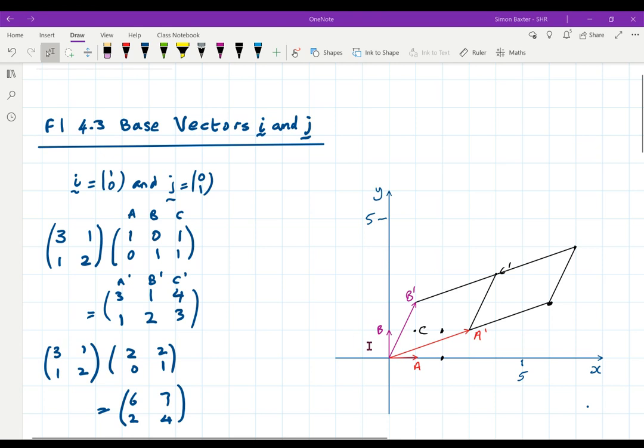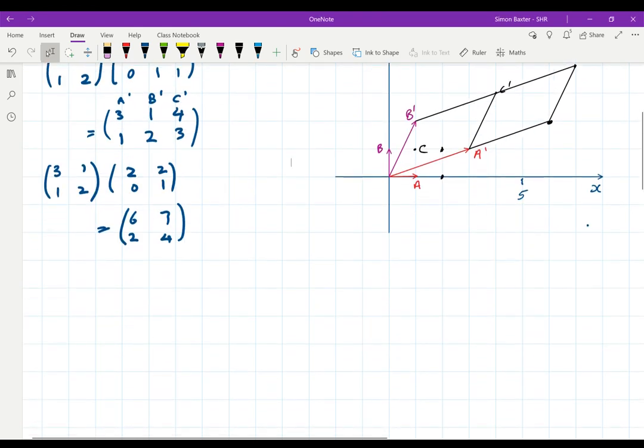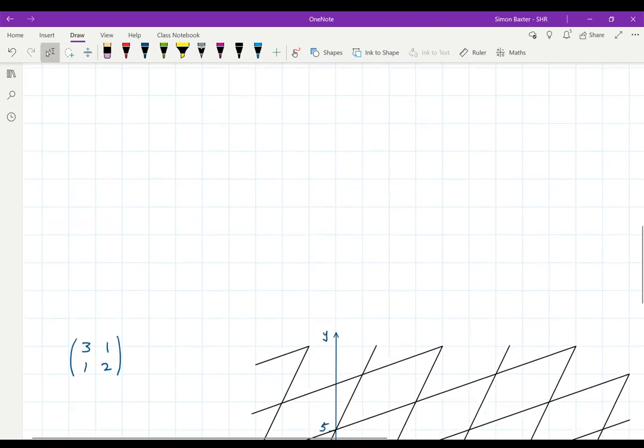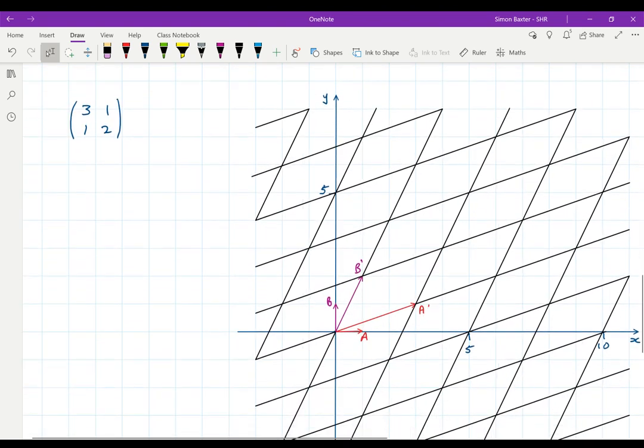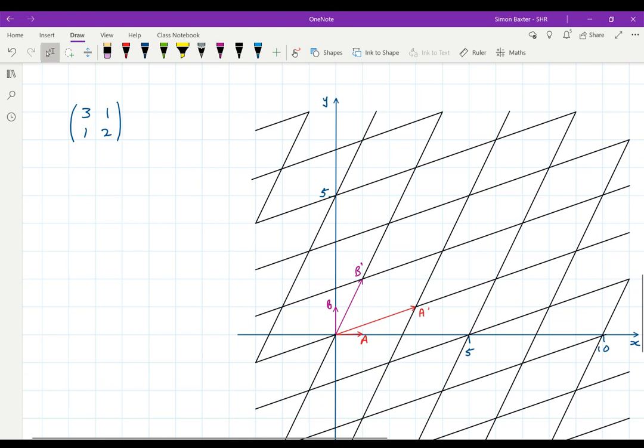Let's move down a little bit. Here we can see what happens if I find the image of lots and lots of points. This square has been transformed onto that parallelogram. The second square along has been transformed onto the second parallelogram, the third one onto the third, and so on. We've basically changed our square grid into a parallelogram grid.